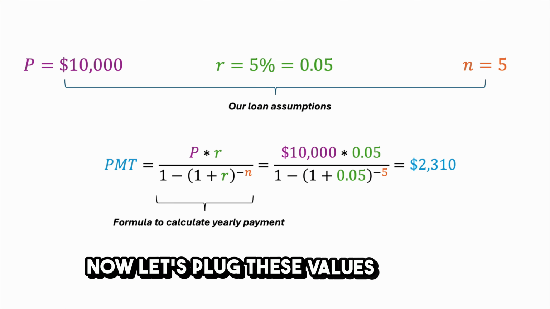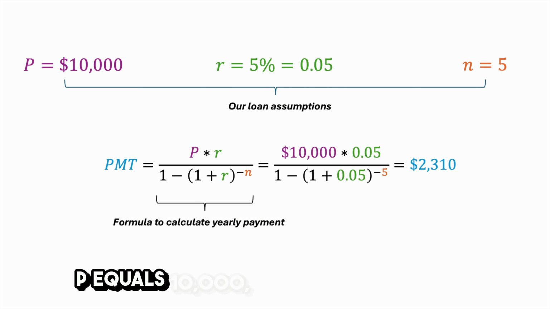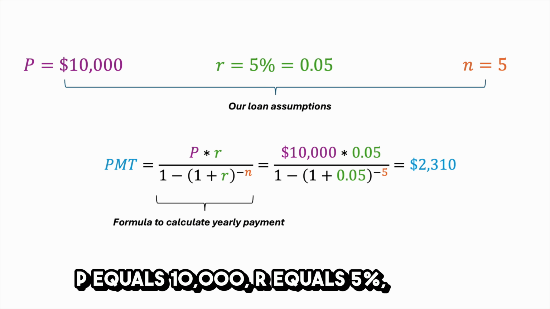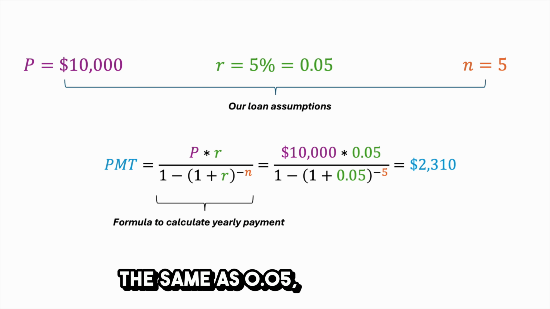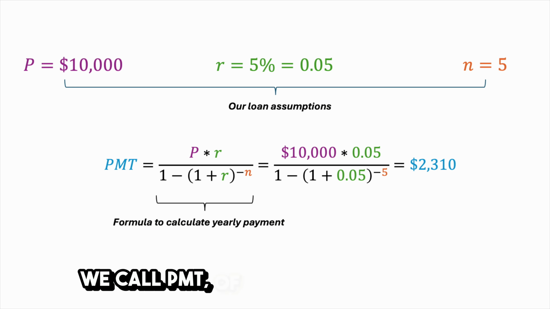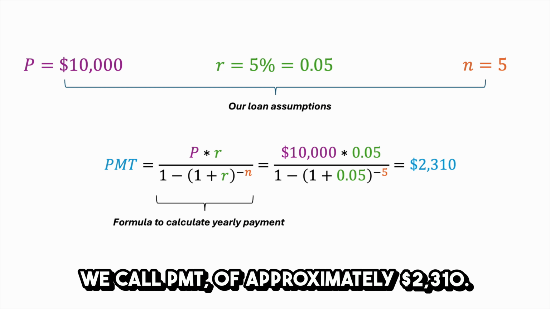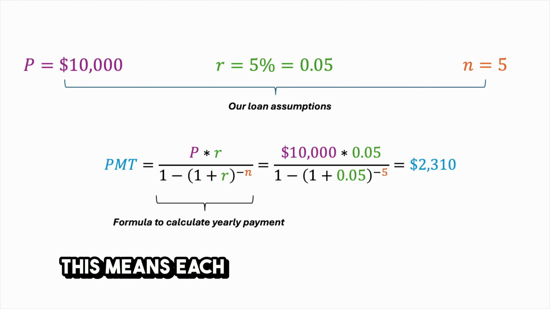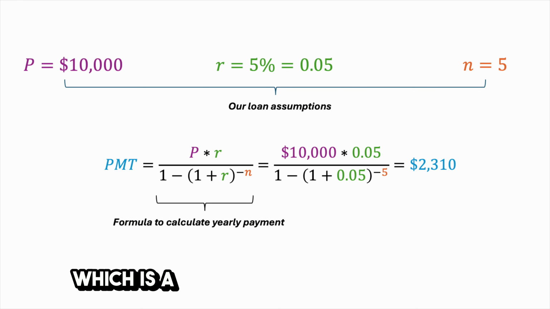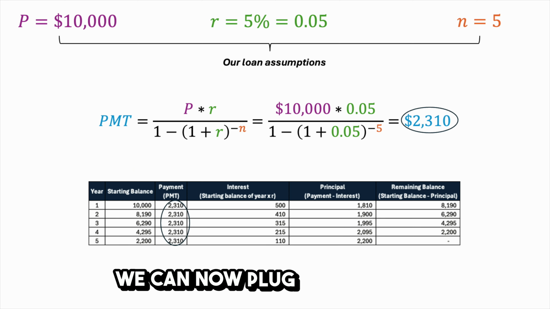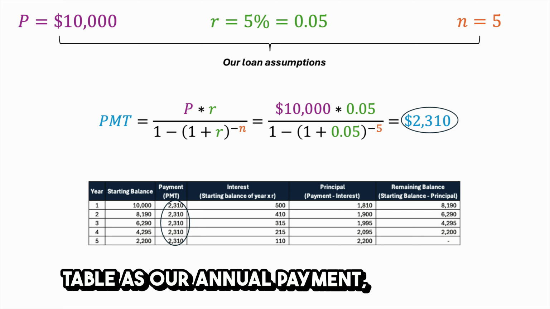Now let's plug these values into the formula. P equals 10,000, R equals 5%, which is the same as 0.05, and N is 5. We get an annual payment, which we call PMT, of approximately $2,310. This means each year you'll pay the same amount, which is a mix of interest and principal. We can now plug this into our table as our annual payment called PMT.